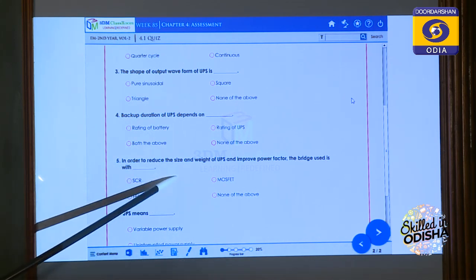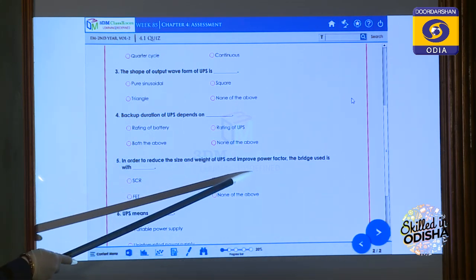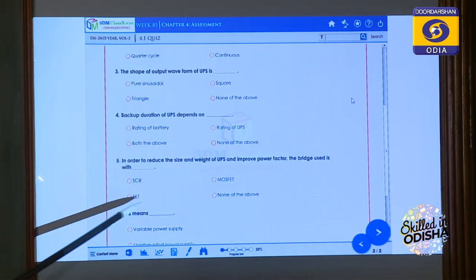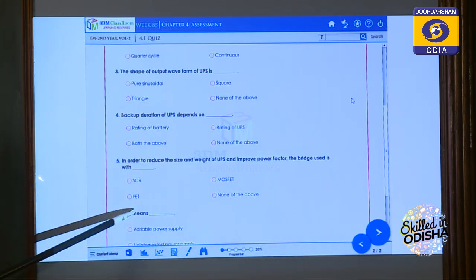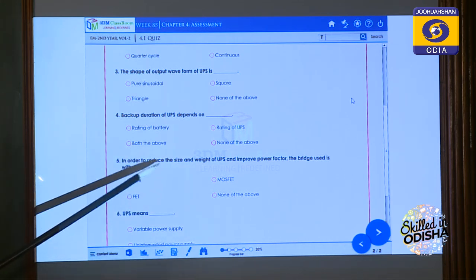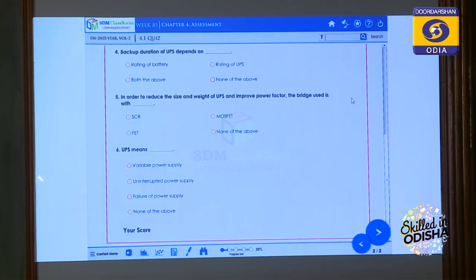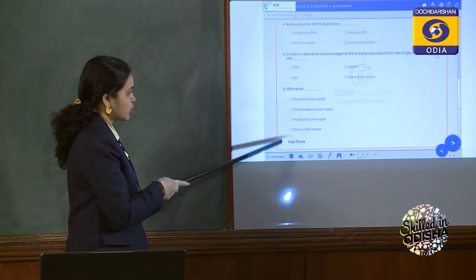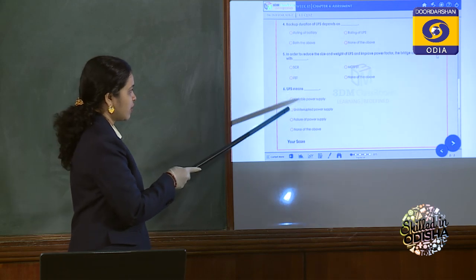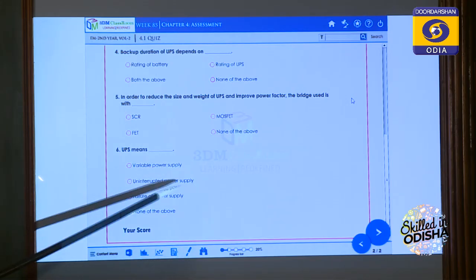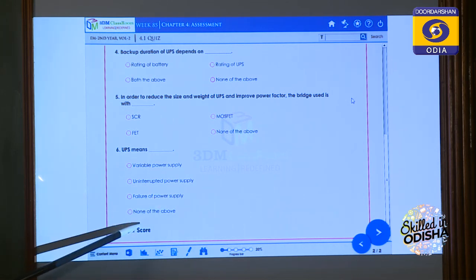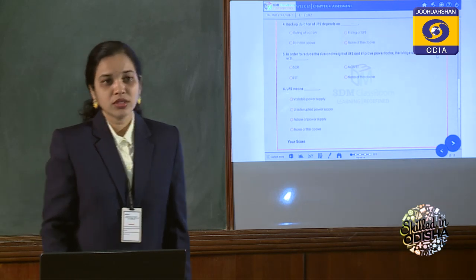In order to reduce the size and weight of the UPS and improve the power factor, the bridge is used with what electronic component? You have to choose the perfect one. And this next one is very simple and I expect you all can answer it. What is the full form of UPS? You have to choose the correct answer: variable power supply, uninterrupted power supply, failure of power supply, none of these. So please do all these 6 assignment questions, all of you.